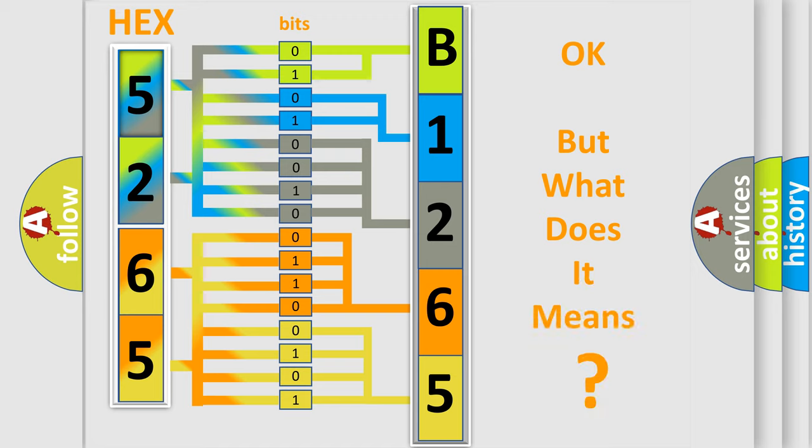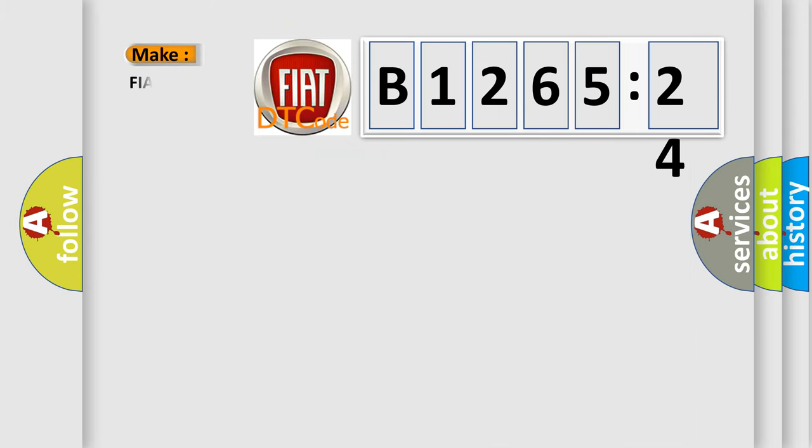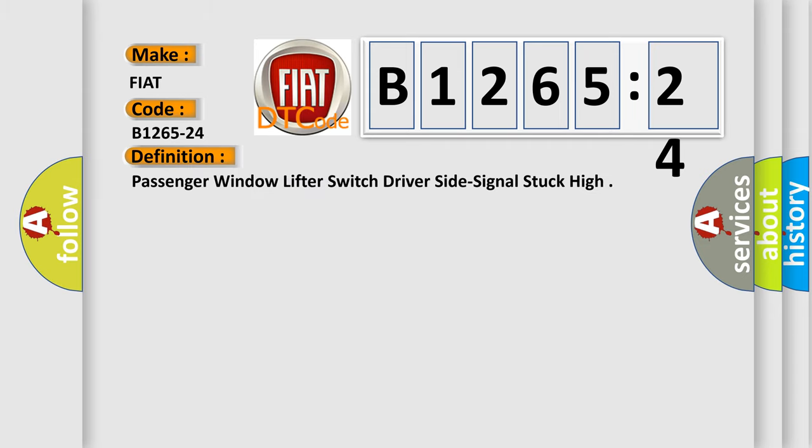The number itself does not make sense to us if we cannot assign information to what it actually expresses. So, what does the Diagnostic Trouble Code B1265-24 interpret specifically for Fiat car manufacturers? The basic definition is passenger window lifter switch driver side signal stuck high.